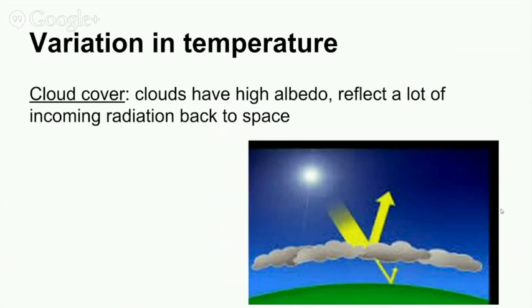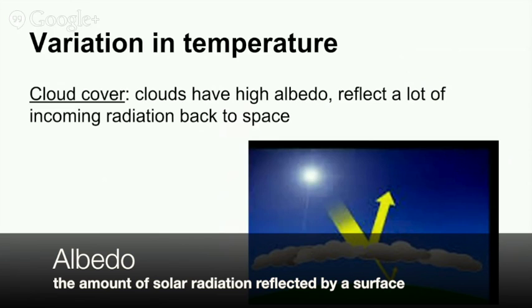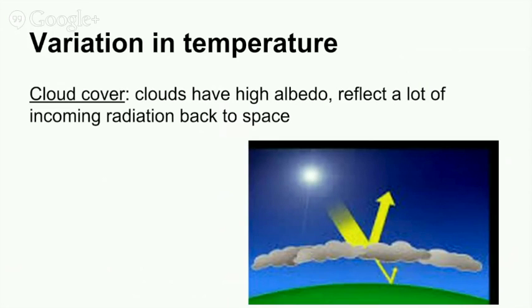Then we have cloud cover. Clouds have pretty high albedo because they're white and they're made of little shiny ice crystals. So they reflect a lot of incoming radiation back into space. So if you have more cloud cover, it's going to reflect more of that incoming solar radiation back into space. So you're going to have cooler temperatures in the day. At night, clouds can also help to trap some of that infrared radiation that Earth is re-emitting and trap it closer to Earth's surface, so it'll keep the surface a little bit warmer.